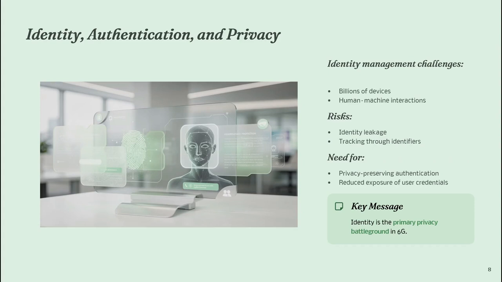Identity, authentication, and privacy. Identity management becomes one of the most sensitive privacy challenges in 6G, with billions of devices and increasing human-machine interaction. Traditionally, identity mechanisms expose users to tracking and profiling risk. Persistent identifiers can easily leak personal information. Privacy-preserving authentication methods enable users and devices to verify legitimacy without disclosing unnecessary identity information. In 6G, identity protection becomes the front line of privacy defense.